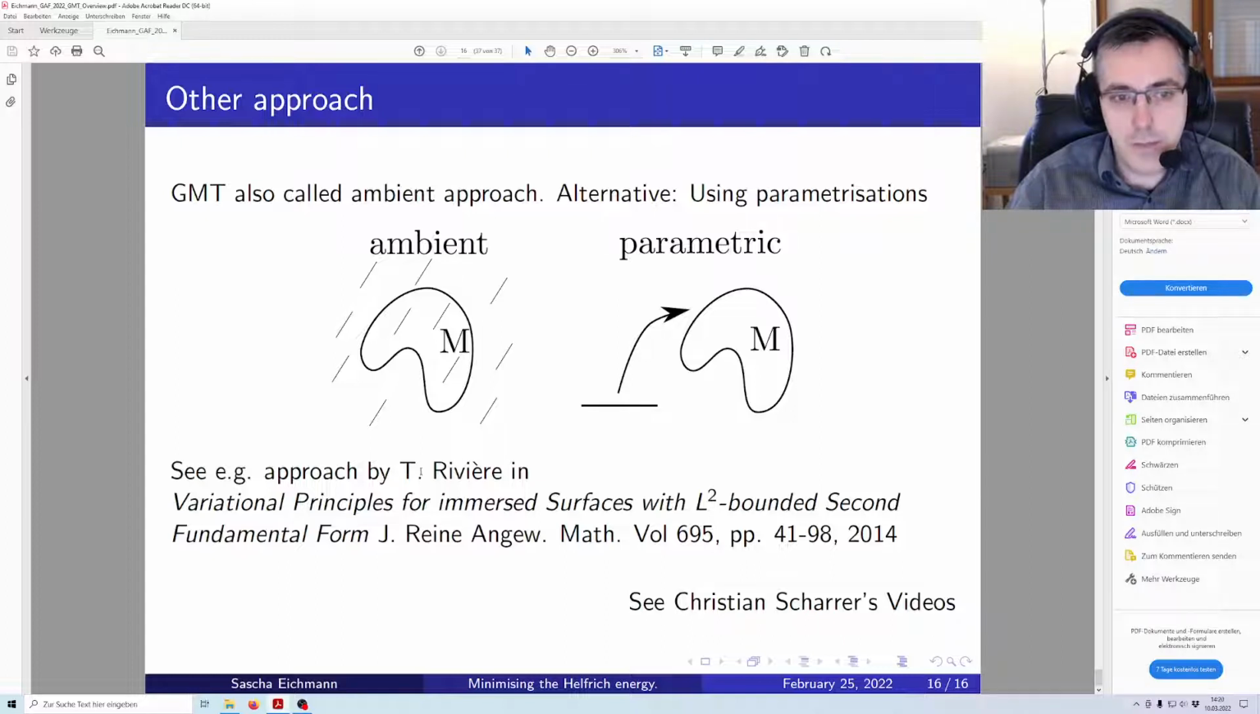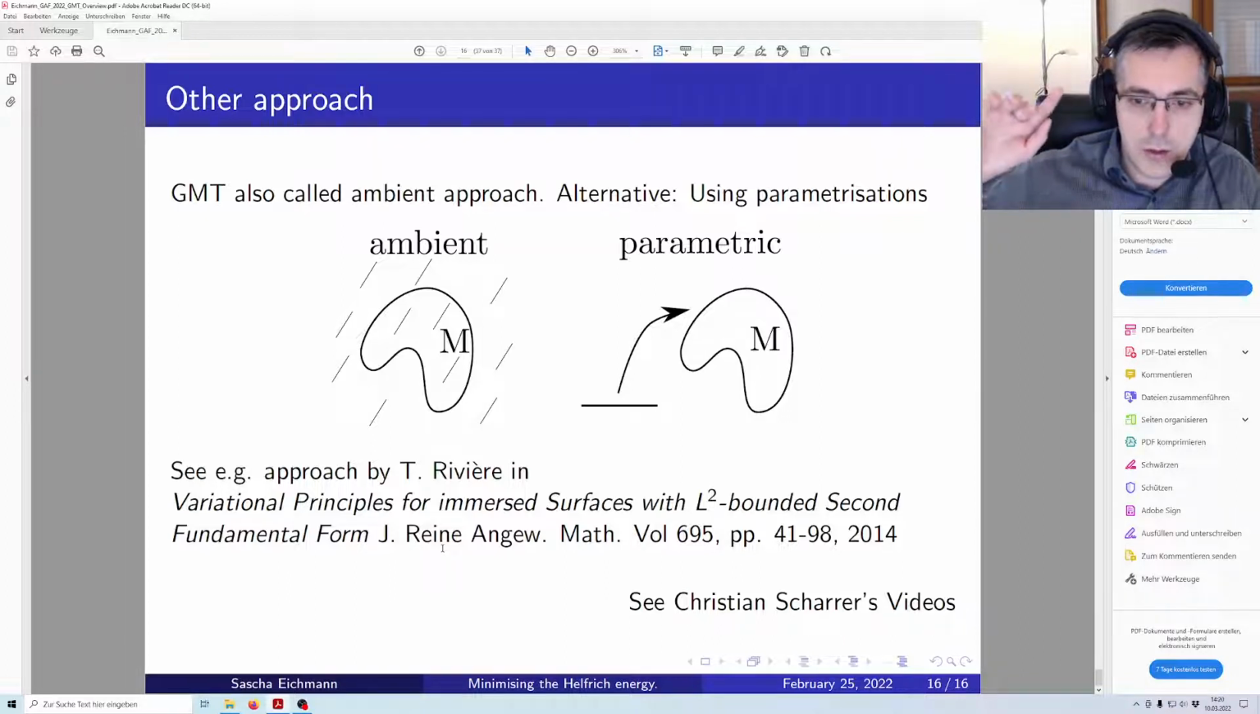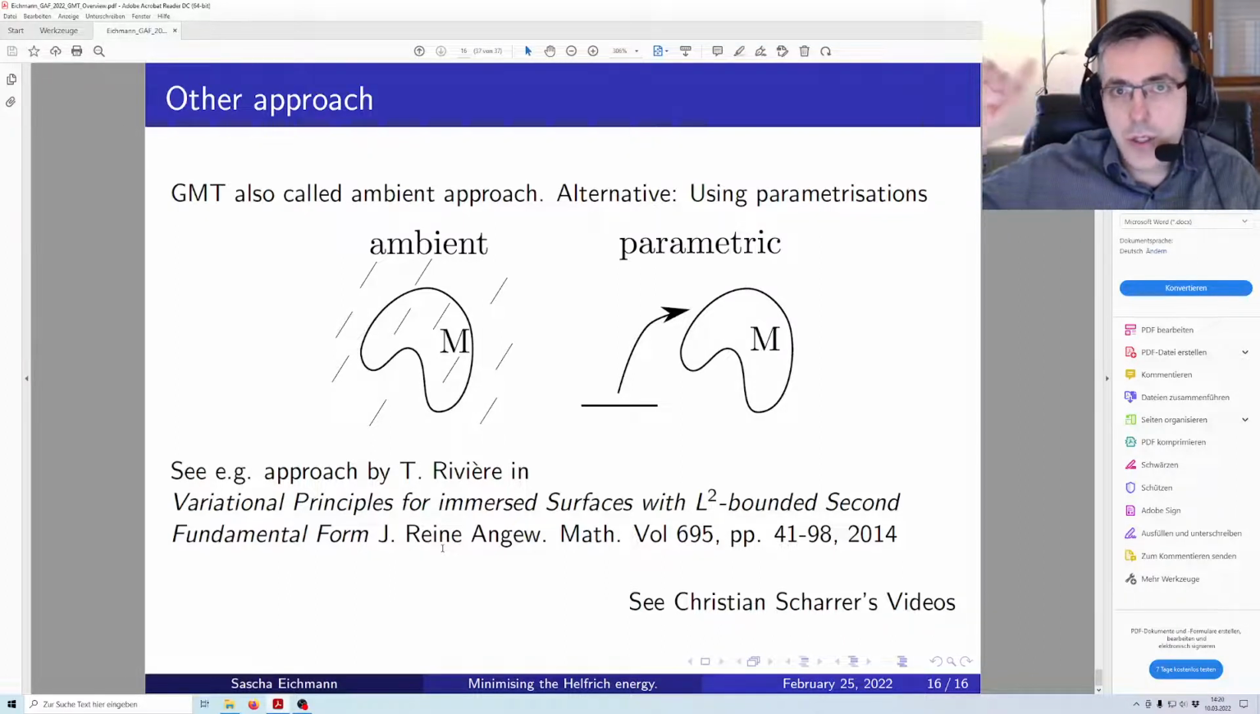Tristan Rivière worked out how to do that, and this approach has also been used in a variety of cases. And here I would like to encourage you to check out Christian Scharrer's video. He used this parametric approach to also attack some of these Canham-Helfrich variational problems.